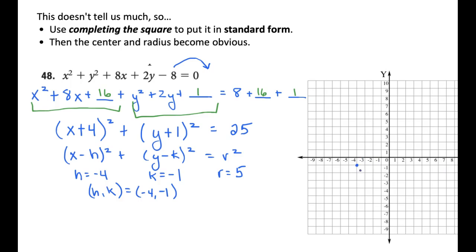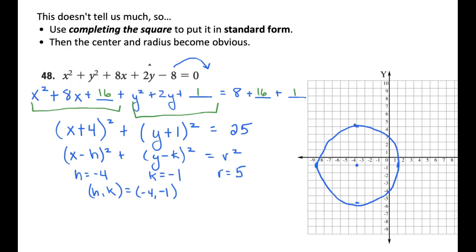And then the radius is going to be 5, so I'm going to count out 1, 2, 3, 4, 5. There's an edge right there. 1, 2, 3, 4, 5. 1, 2, 3, 4. I think they did that wrong. 1, 2, 3, 4, 5. Yep. And 1, 2, 3, 4, 5. So I've counted on every side, and then I'm going to draw probably an ugly circle, but here you go.